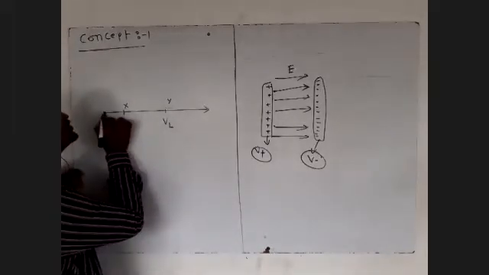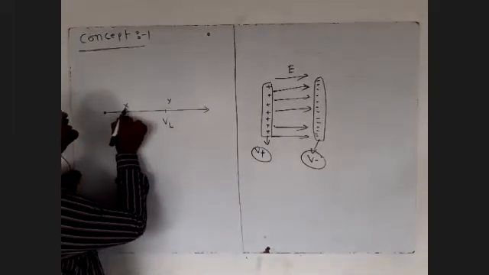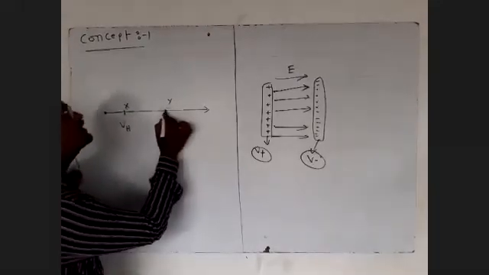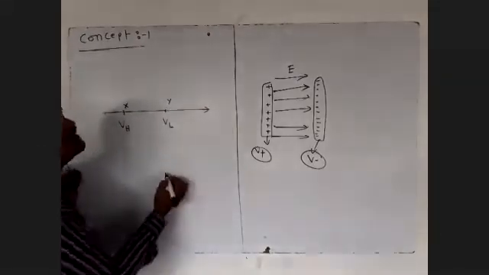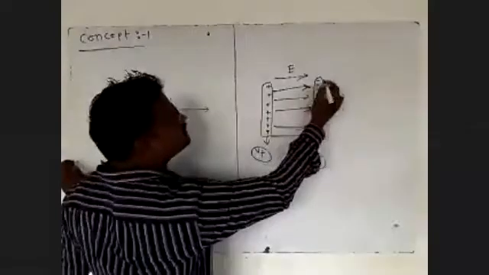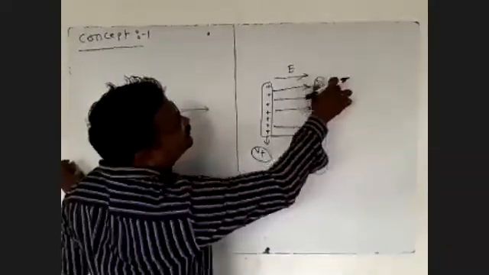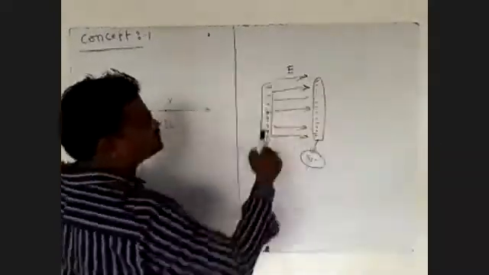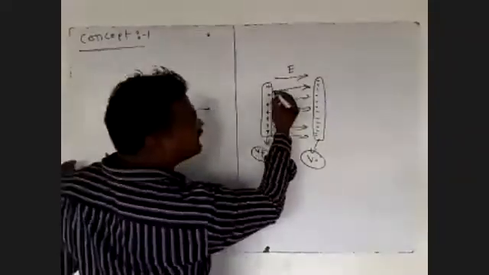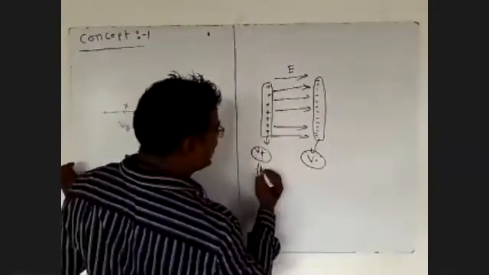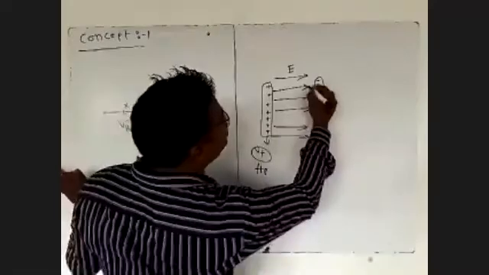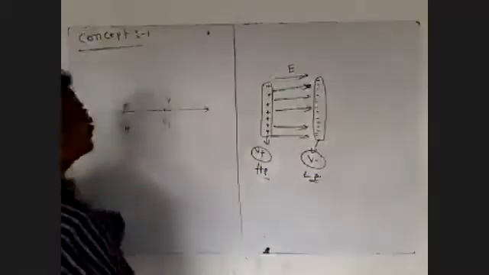The X point is very near to the tail, and Y is very near to the head part. The head part is very near to the negative charge body. The tail point is very near to the high potential. The head part is very near to the low potential.